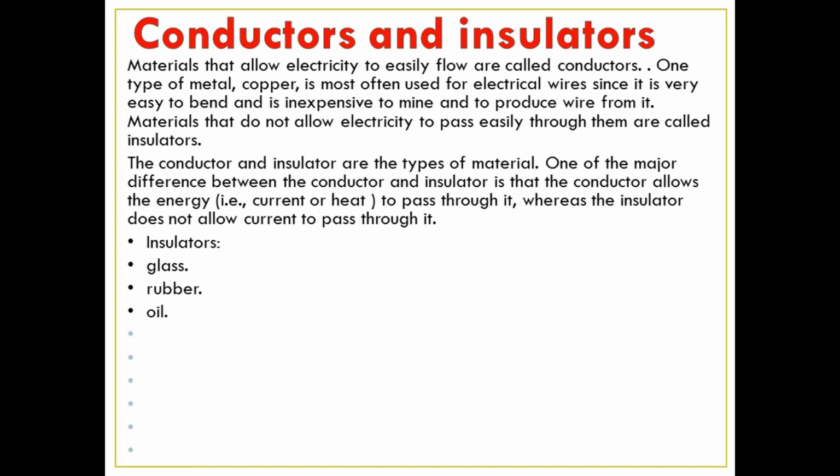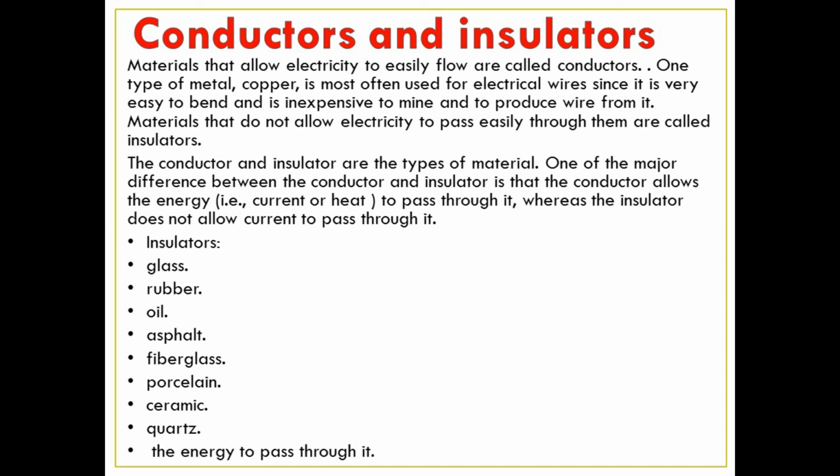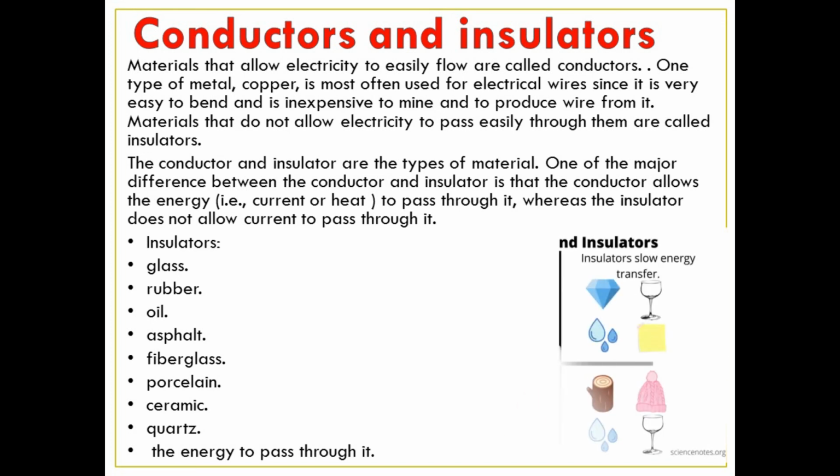Glass, rubber, oil, porcelain, ceramic, quartz do not allow energy to pass through them. Now see the diagram, it will be more clear to you. Conductors allow energy to pass, such as a spoon, thermal energy, electrical energy. Insulators slow energy transfer, like glass, wood and all. Ten electrical conductors are silver, gold, copper, steel, aluminium, mercury, iron, and sea water.